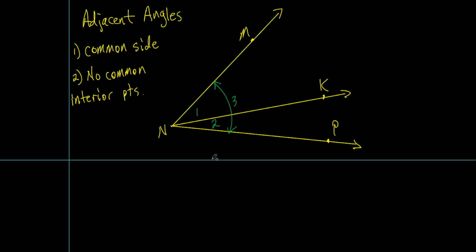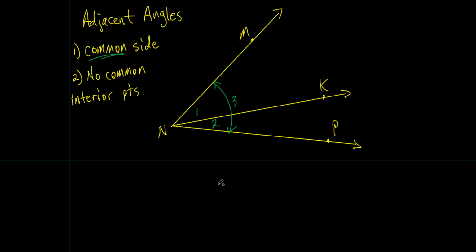Is it M and K? Is that what you said? N. Right. N-K. Don't say N and K. Just say ray N-K. It's scaring me a little bit because we talked a lot about rays and how to name them. This is why you need to know how to name stuff. So, what side is in common with angles 1 and 2? Ray NK. That ray is in angle 1, isn't it? And that ray is in angle 2. Okay? So that means it's in common.